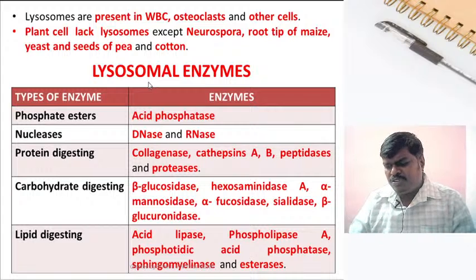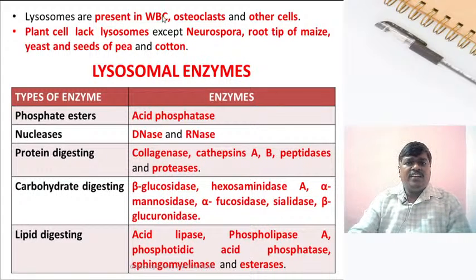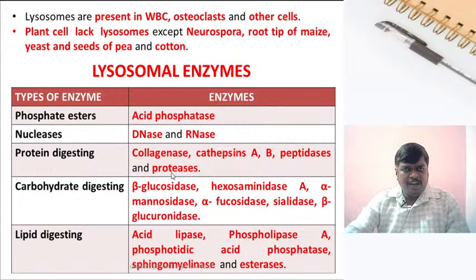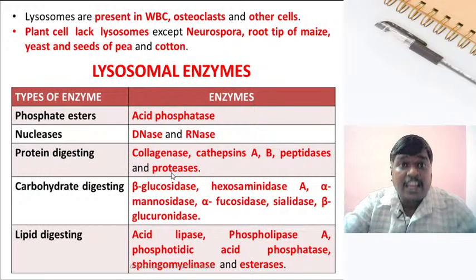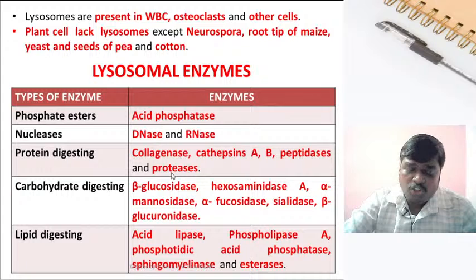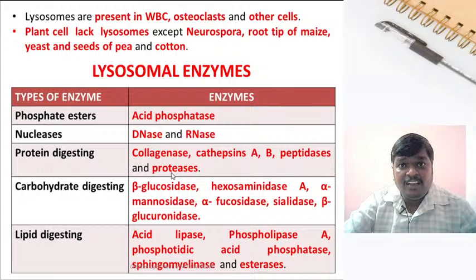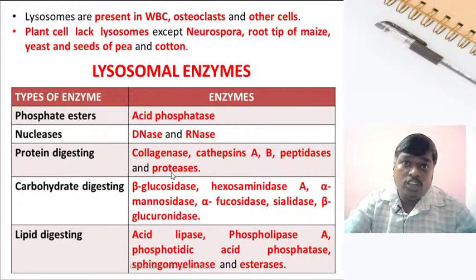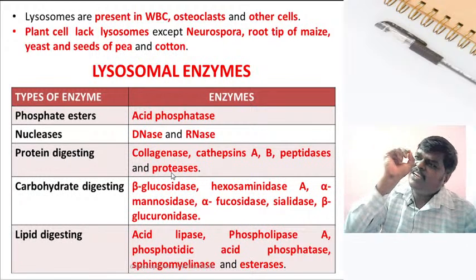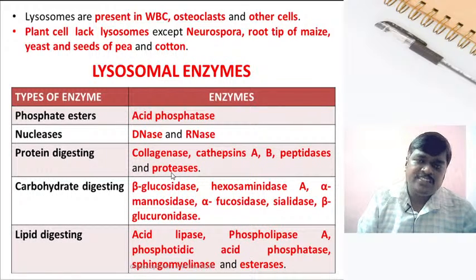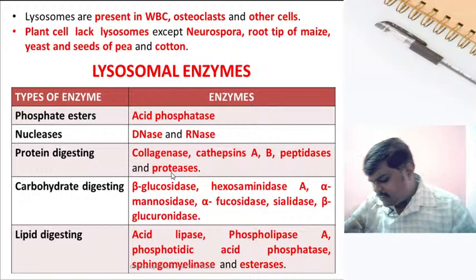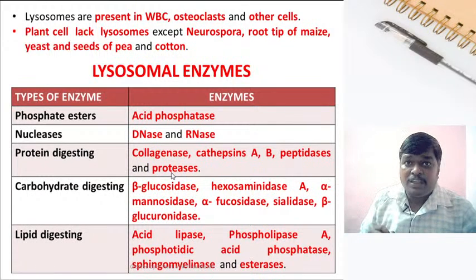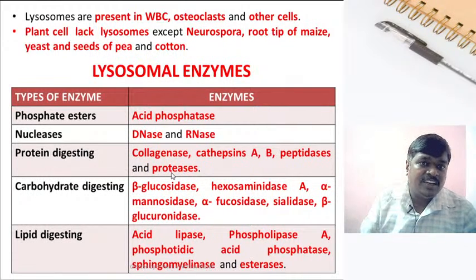Lysosomes are present in WBC, where they help in killing the pathogens. That is called the phagocytosis process. They are also present in osteoclasts, the bone cells, and other cells. Lysosomes are absent in plant cells, but in neurospora, as well as the tip of the maize, yeast, cotton plants and pea plants, some lysosomes are present, though very few in number.